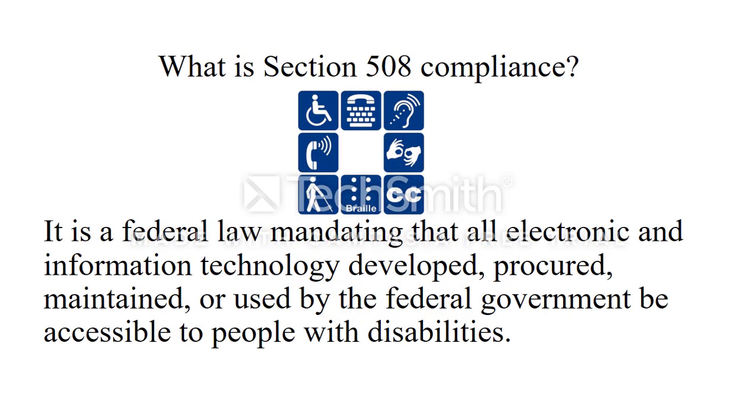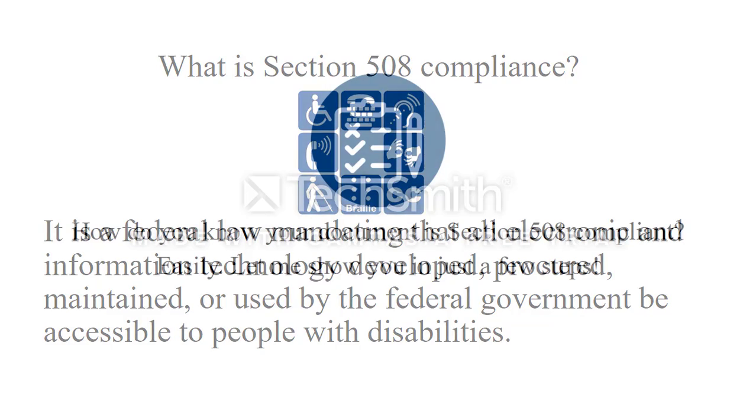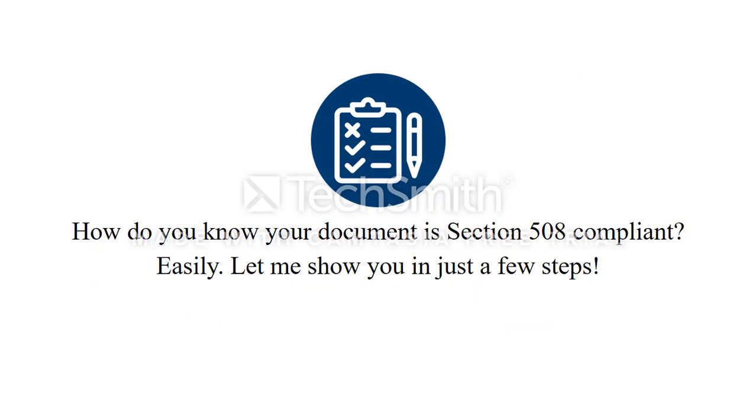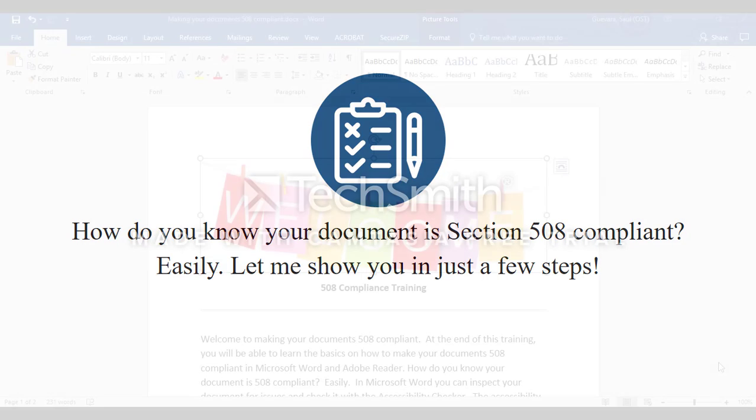What is Section 508 compliance? It is a federal law mandating that all electronic and information technology developed, procured, maintained, or used by the federal government be accessible to people with disabilities. How do you know your document is Section 508 compliant? Easily. Let me show you in just a few steps.